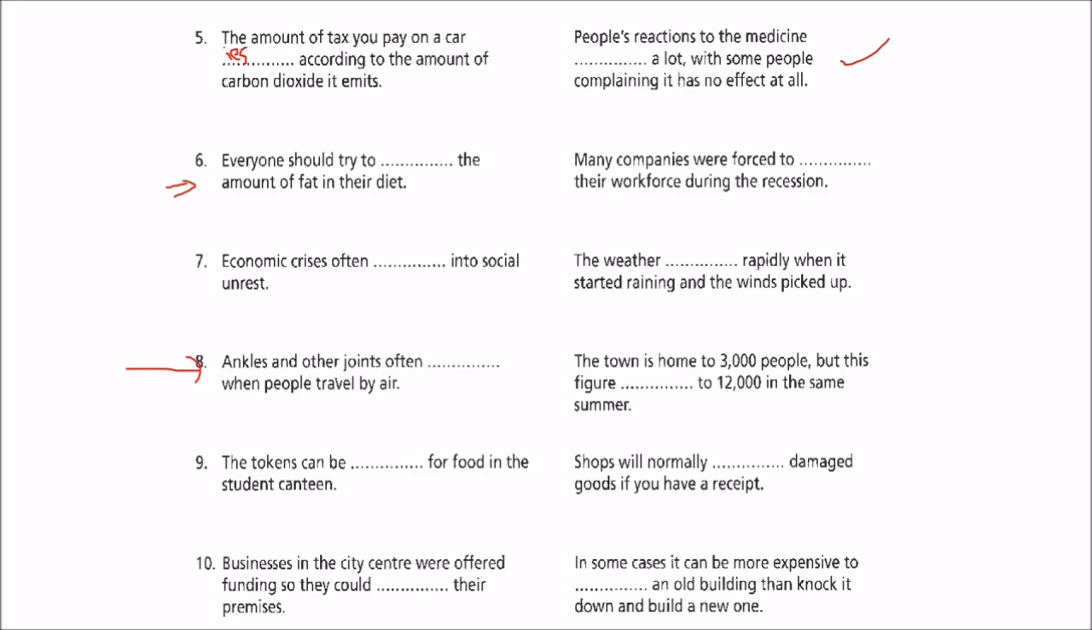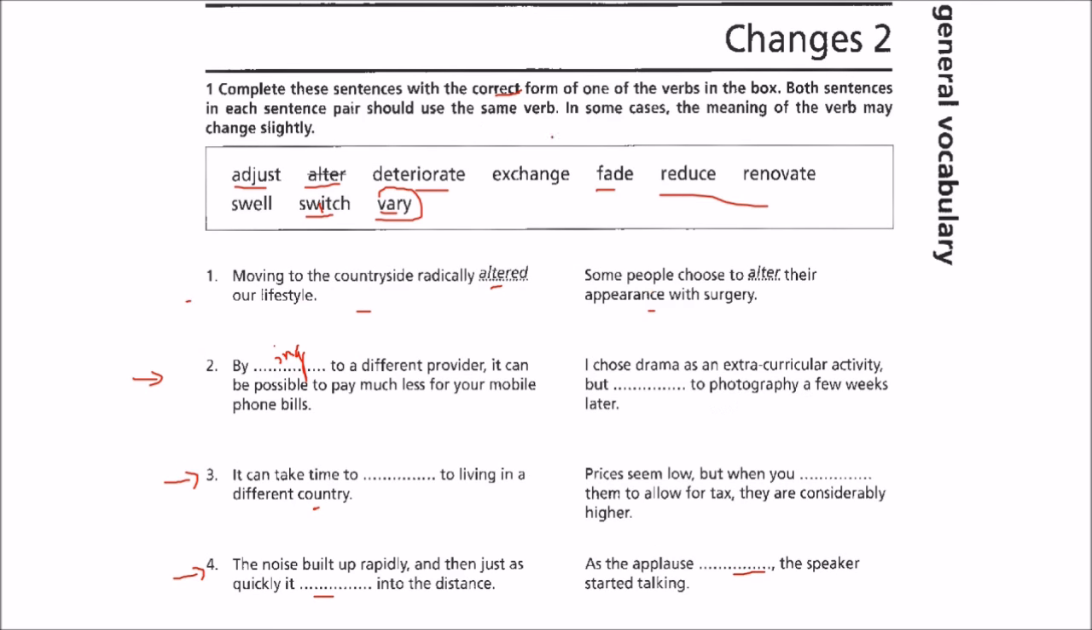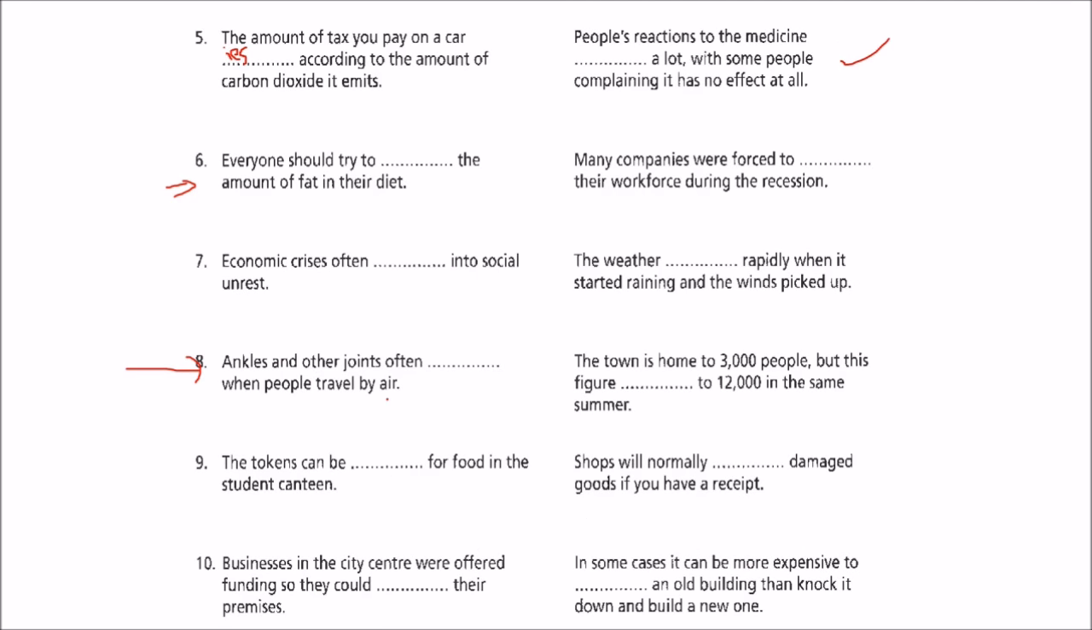Eighth one: ankles and other joints often dash when people travel by air. What can be used here? We can use, say, swell, because you have to travel in a sitting position. So ankles and other joints often swell. Same word: the town is home to 3,000 people, but this figure swells to 12,000 in the summer. We'll use s with swells, in plural form.